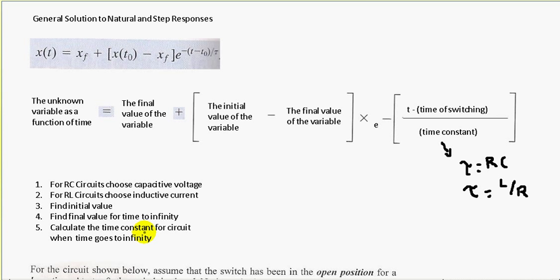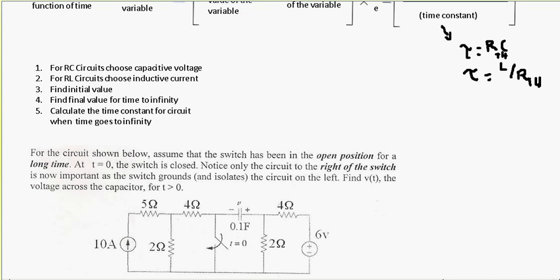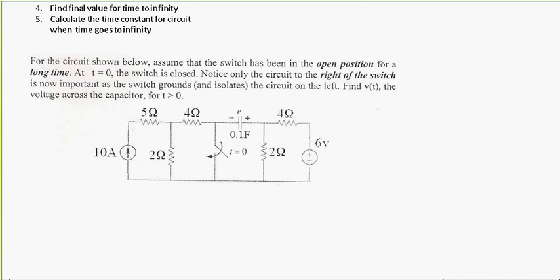So, we're going to look for the time constant. The time constant for this R resistor is actually R Thevenin. And if you recall, to find R Thevenin in some circuits, you might have to find V open circuit over I short circuit. I have an example here at the bottom where we apply the general solution for natural and step response.